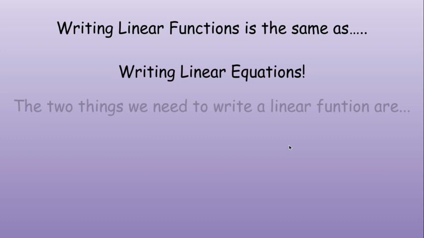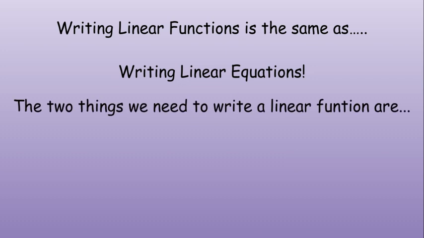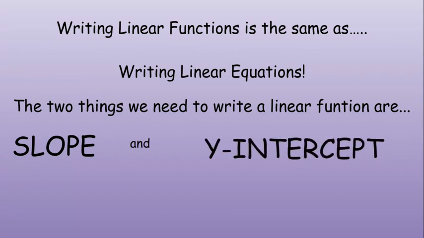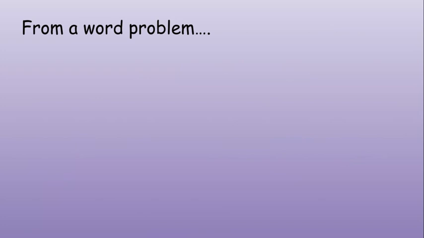So, the two things we need to write a linear function are slope and y-intercept. All of our equations will be written in slope-intercept form, so we'll be using our y equals mx plus b formula or equation. What I want you to remember is that your slope is represented by the variable m, and your y-intercept is represented by the variable b. There's three different ways in this assignment that you are going to see these. One way is from a word problem.